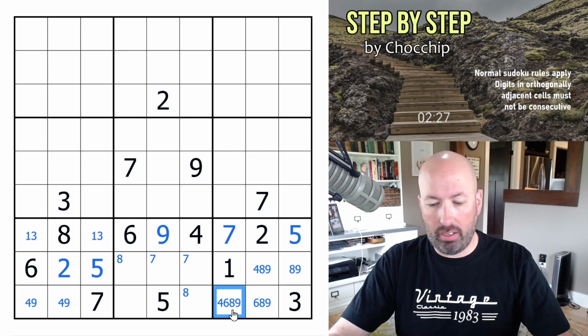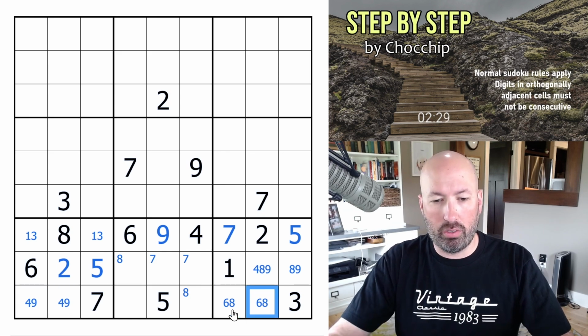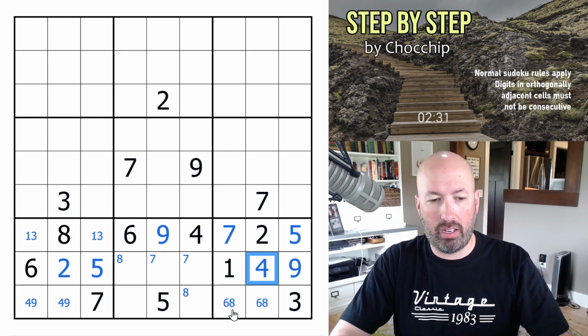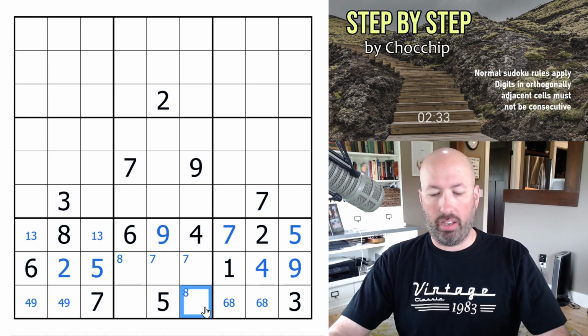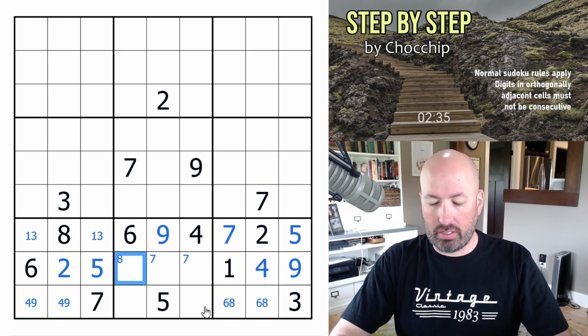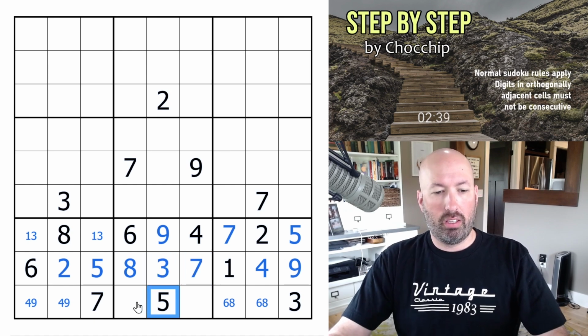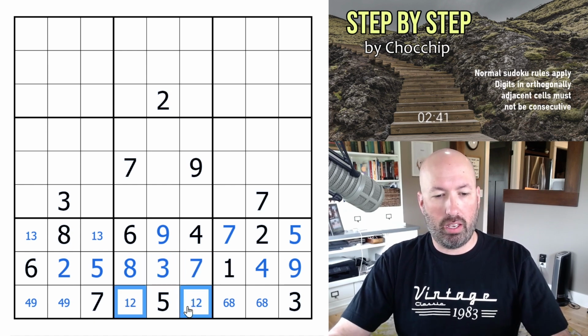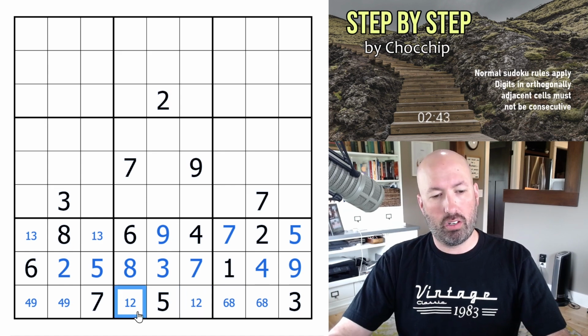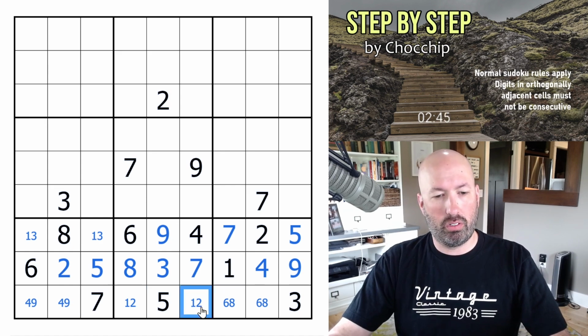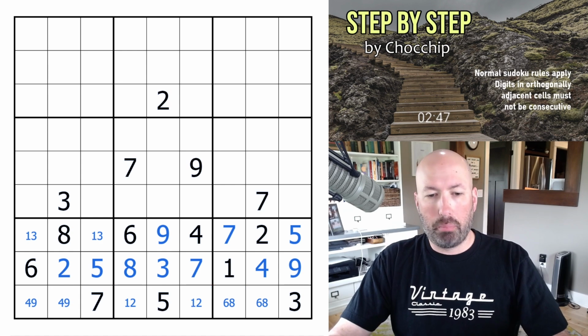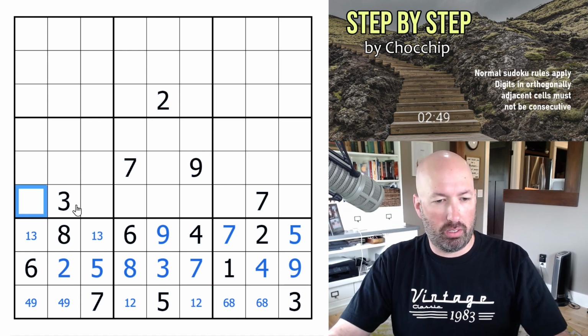But the 4 and the 9 means these can't be 4 or 9, so those are 6, 8, which makes this a 9 and a 4. Very nice, which means that's not an 8, so this is an 8. The 7 can't be next to the 8, that's the 7. This is 3. These are 1 and 2, and I don't see any way to distinguish those yet. But we will get there.